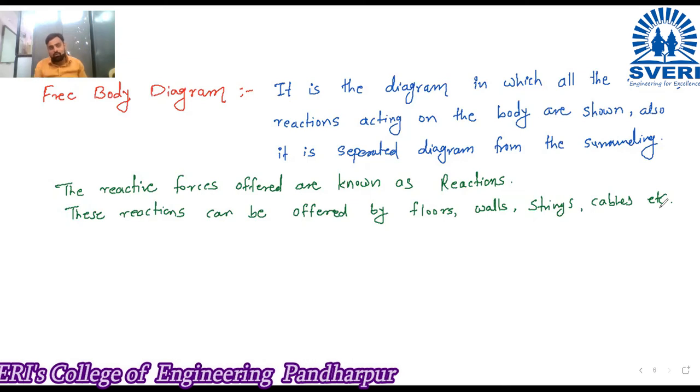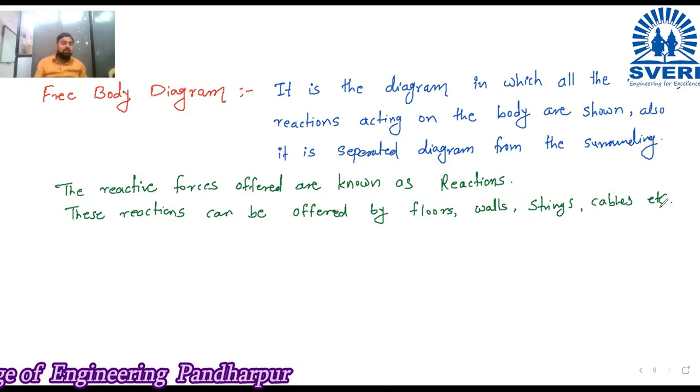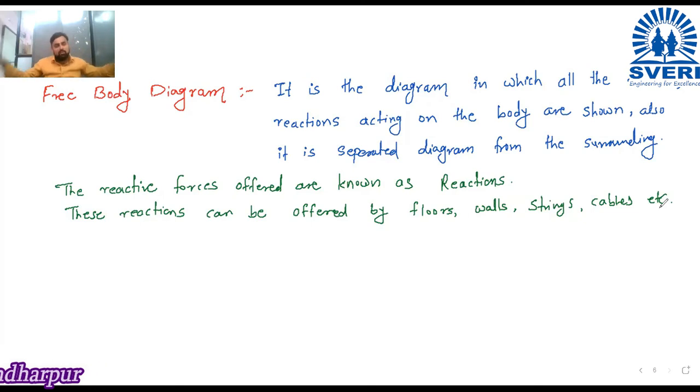You can pull something using a rope. Cables are also there. Then chains are also there. Rods are also there. Steel rod, aluminum rod, brass rod, any type of rod.